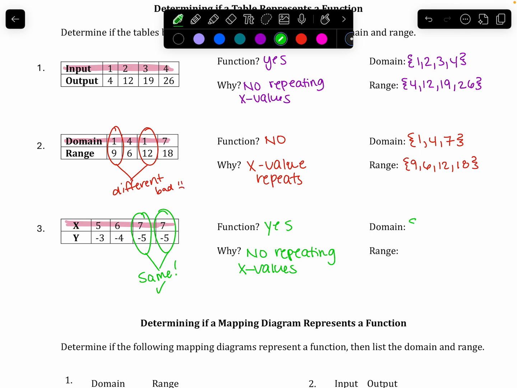All right. My domain will be 5, 6, and 7. And again, I'm not going to write the other 7 down. I don't need to. -3, -4, -5. Same here. I am not going to write down that repeating y value.